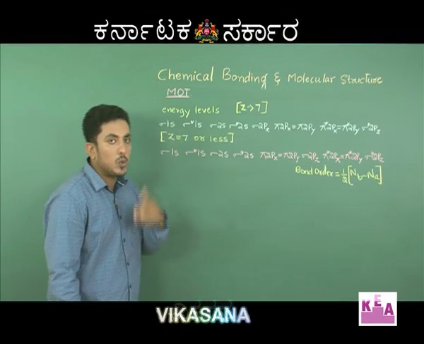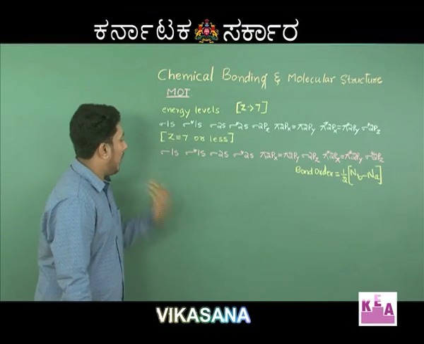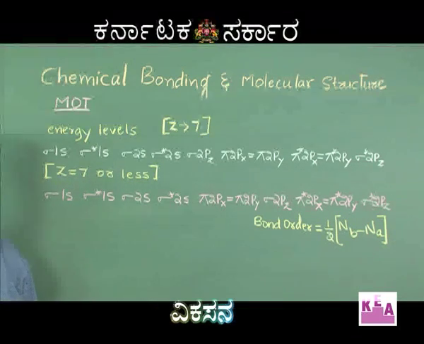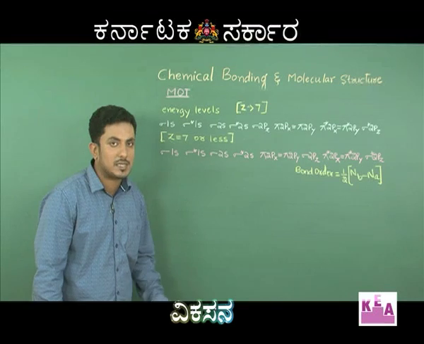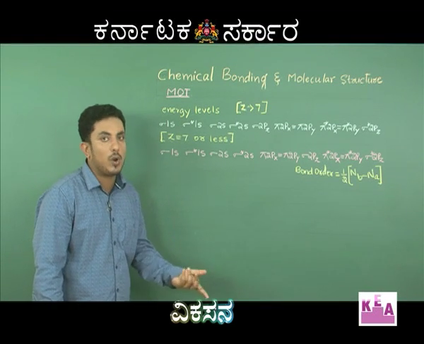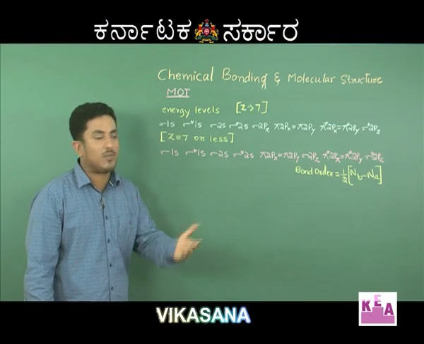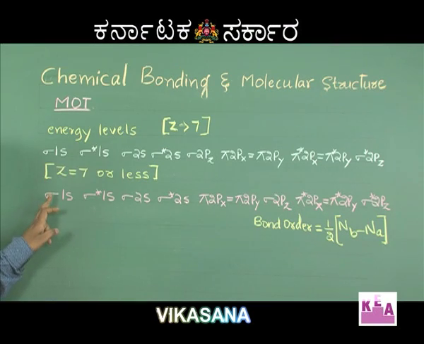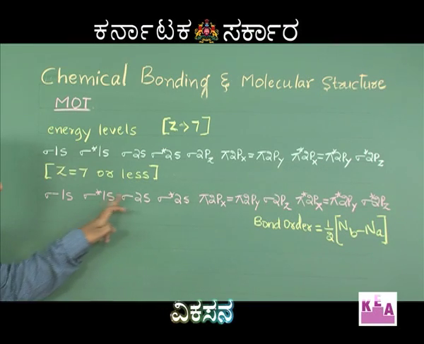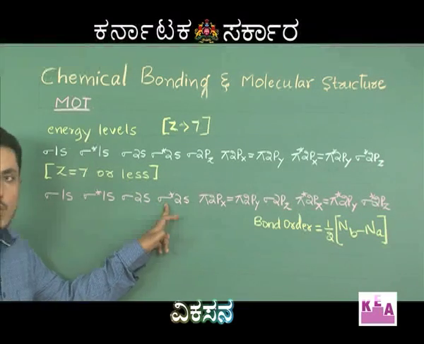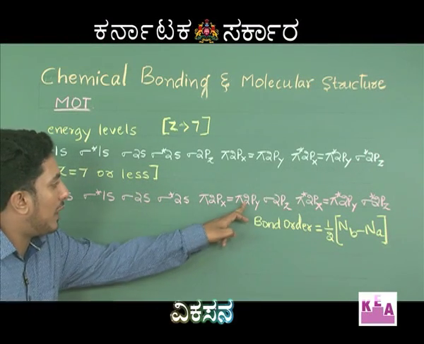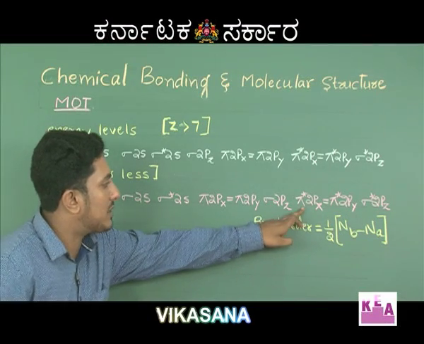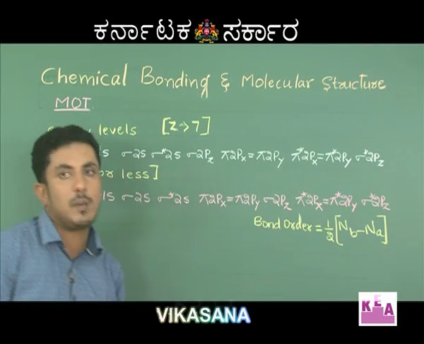For the molecules whose atom has atomic number equal to 7 or less than 7, for example nitrogen, whose atomic number is 7, carbon and boron, whose atomic numbers are 6 and 5 respectively, this energy level is applicable: sigma 1s, sigma star 1s, sigma 2s, sigma star 2s, pi 2px and pi 2py, which both have the same energies. Next comes sigma 2pz, pi star 2px, pi star 2py and sigma star 2pz.